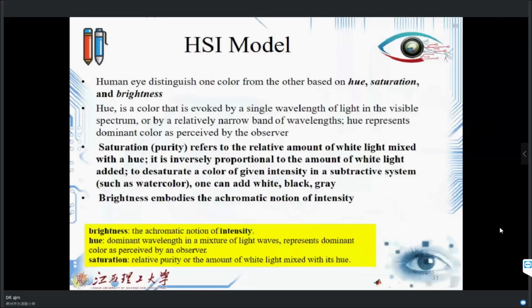The last one is the brightness, which embodies the achromatic notion of intensity. Maybe we can give a brief on these three parameters: brightness, which is the achromatic notion of intensity; hue, the dominant wavelength in the mixture of light waves, which represents the dominant color as perceived by an observer; and saturation, which is the relative purity or amount of white light mixed with its hue.